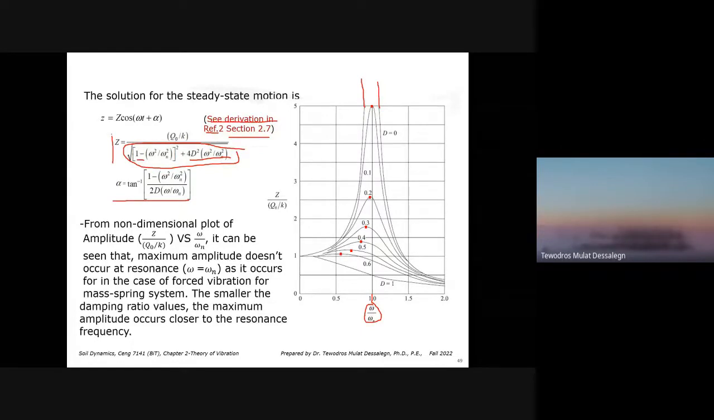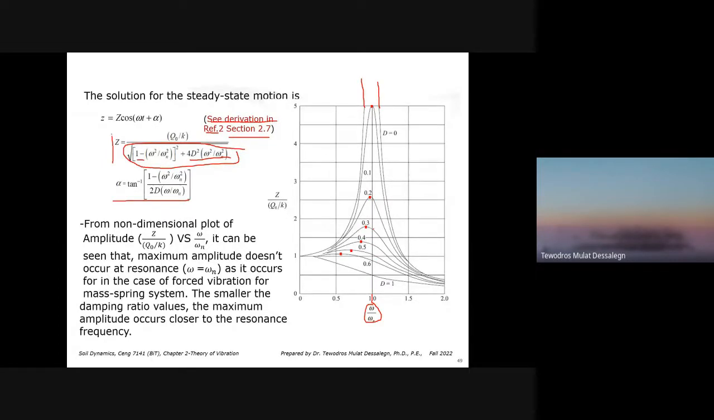That's more unrealistic because in reality, we have some damping value. For example, soil, we know that we have 10, 15, 20, 30% of damping. So the most practical plot is that, damping ratio of 10%, you have this one. 20%, you have this one. 30%, which is 0.3, you have this one. 40%, 50%, 60%, you have all these values.